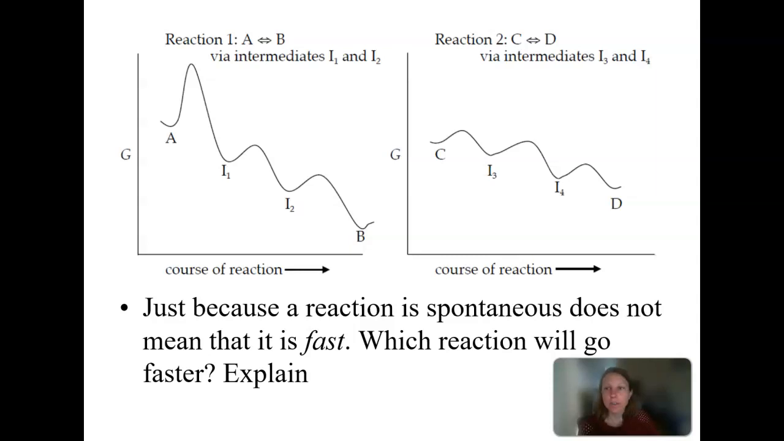All right, so the speed of a reaction is related to the activation energy. Do you notice how the A to B reactions have quite large activation energies, while the C to D reactions have much smaller activation energies? That means that even though C to D is less spontaneous, this one will be faster. C to D will be faster.